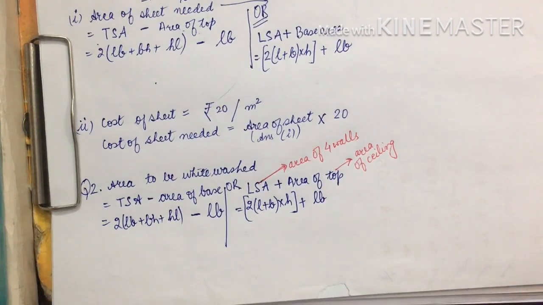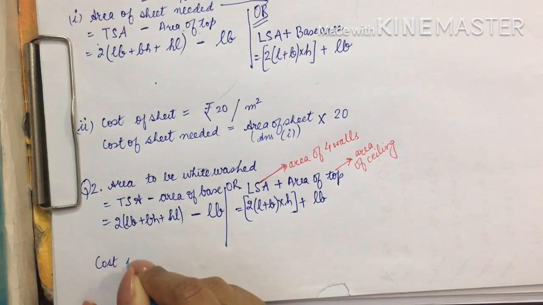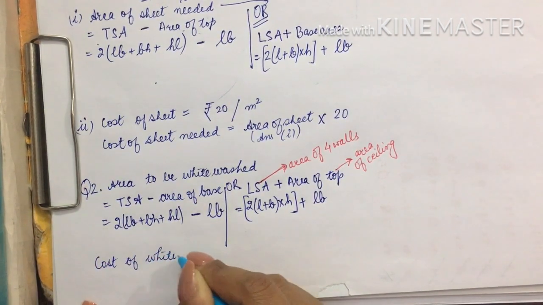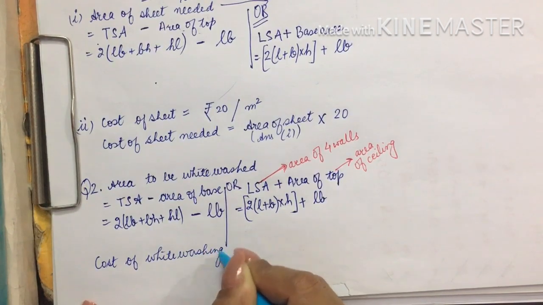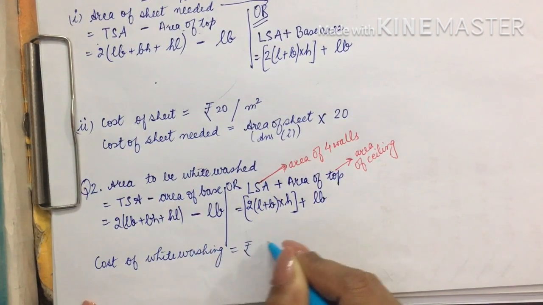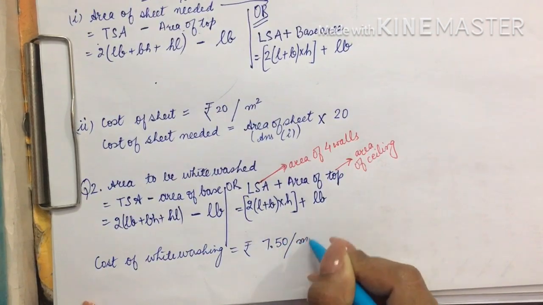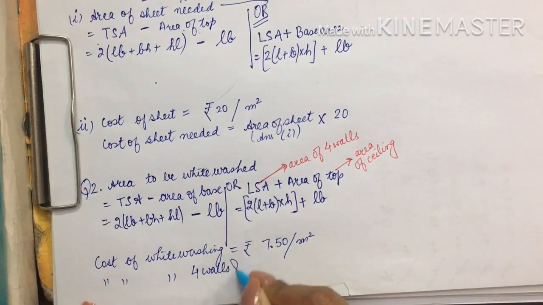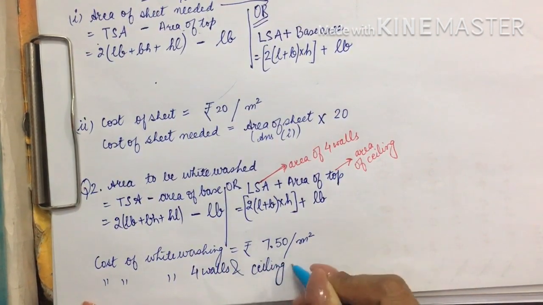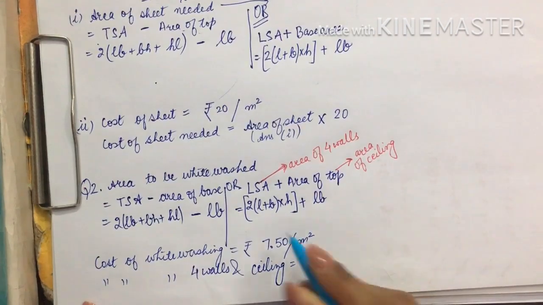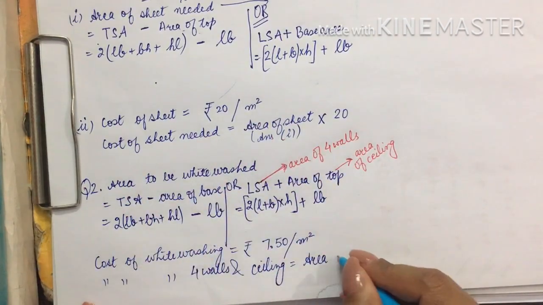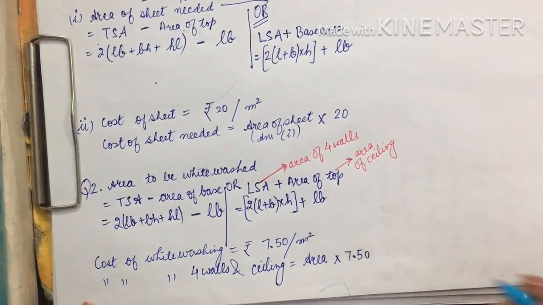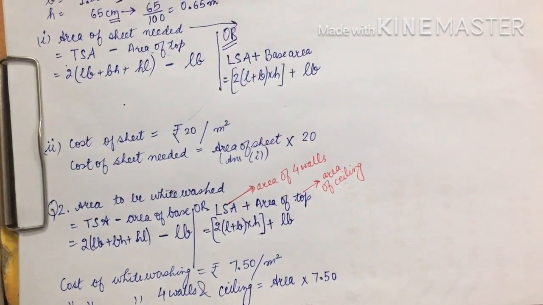And once you have the area to be whitewashed, you can find out the cost of whitewashing. The cost of whitewashing per meter square is given as 7 rupees and 50 paise. So the cost of whitewashing 4 walls and ceiling will be equal to the area obtained from here multiplied with 7 rupees 50 paise. So this is how you will do question number 2. Now let's take a look at the next question, question number 3.